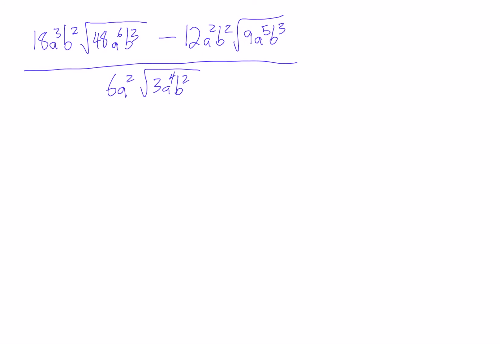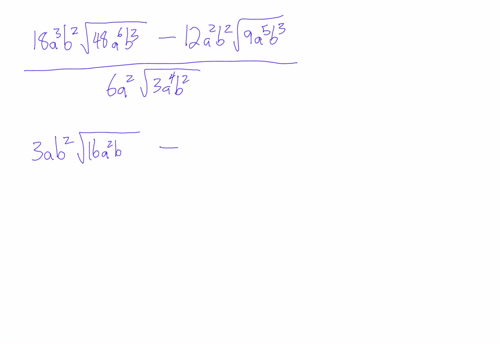Okay, so it looks like a complicated question, but just break it down one at a time, and do your division. So let's divide the first fraction. So 18 divided by 6 is 3. A cubed divided by a squared would be a to the 1. B squared, there is no b in the bottom, so b squared will stay the same. Now the square root: 48 divided by 3 is 16. A to the 6 over a to the 4 would be a to the 2. And b cubed over b squared would be b to the 1. So that's the first fraction.